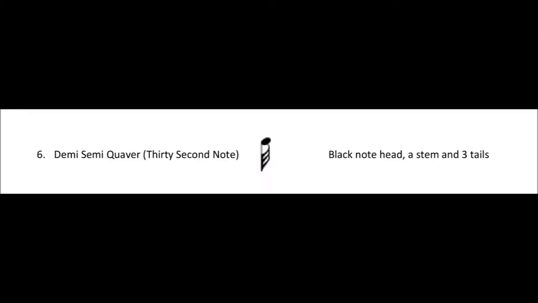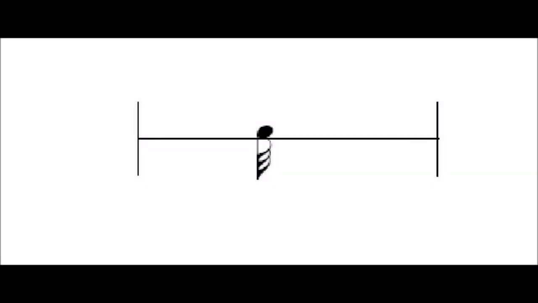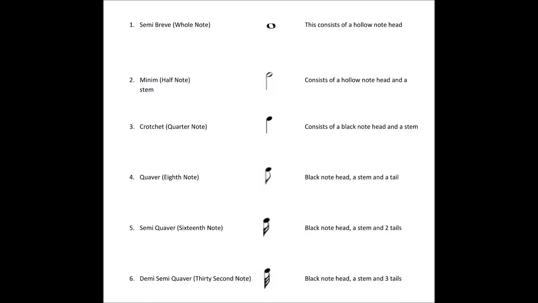And the last note we use in pipe band drumming is the demi-semi quaver, or the 32nd note. Black note head, a stem, and three tails. And here he is, big demi-semi sitting there on his tod with his mates on the pipe band drumming stave, wondering what's going on. And there we have it, boys and girls, that's every single note shape that we use in pipe band drumming and bagpipe notation.